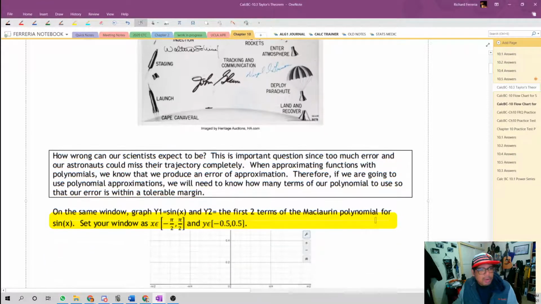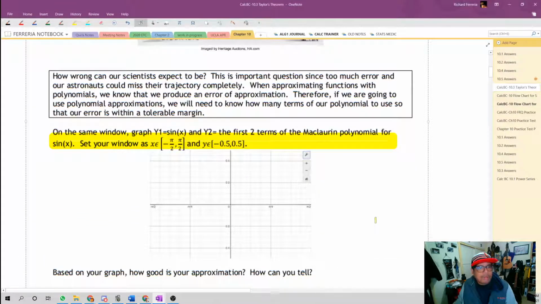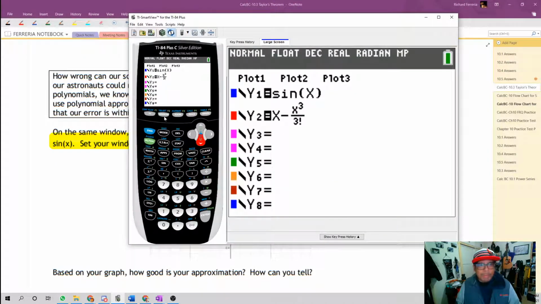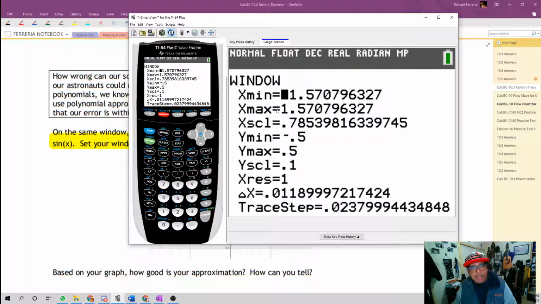To start off here, we're going to graph on the same window, with our calculator, sine x and the first two terms of the polynomial for sine x. You will remember that the first two terms of the sine x polynomial are x minus x cubed over 3 factorial. So grabbing our calculator, we're going to put y1 equals sine x and y2 the first two terms of that polynomial. Then we're going to adjust our window. I've already gone and done that. I'll just go ahead and do this one over here one more time.